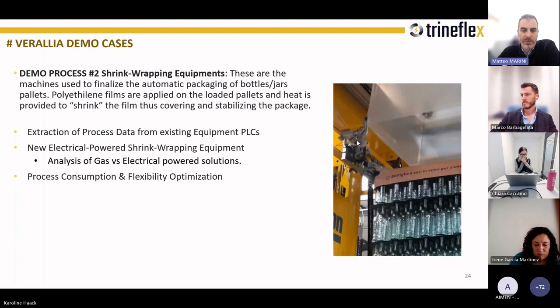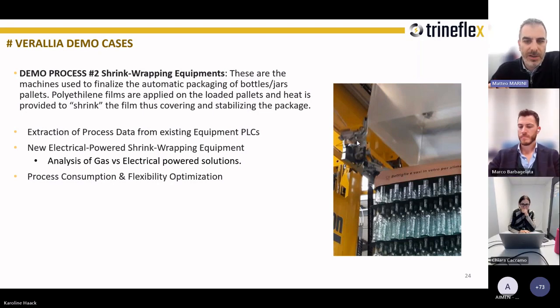The second process that we will take into account within the TrineFlex project is the shrink wrapping equipment. These are machines which are used to finalize the automatic packages of bottles and jars. You can see a snapshot picture on the right. Basically, on the stack of bottles on a pallet, polyethylene films are applied, and then heat is applied on the polyethylene through gas burners. And this makes the polyethylene shrink, in order to cover and stabilize the whole package.